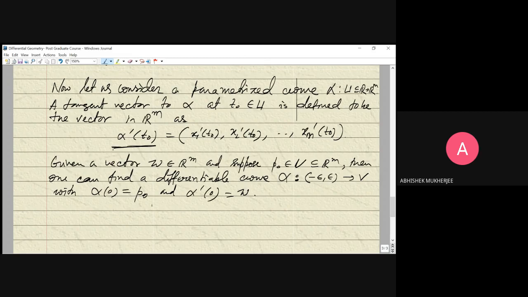That is, suppose you are considering a vector W in Rm and a point P naught belongs to an open set V in Rm, then you can find a differentiable curve alpha from minus epsilon epsilon to V, or minus 1 to 1, you can consider these intervals also, to V with alpha 0 equal to P naught and alpha dash 0 equal to W, just by defining alpha t equals P naught plus tW, right? Okay.